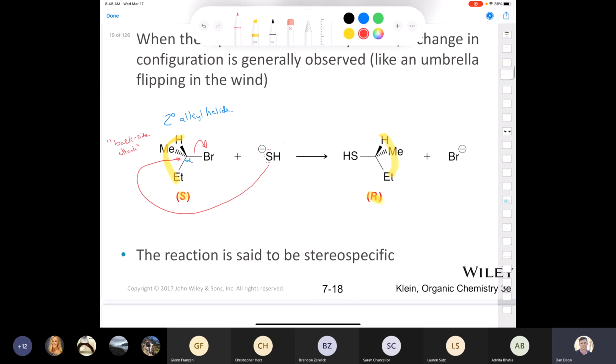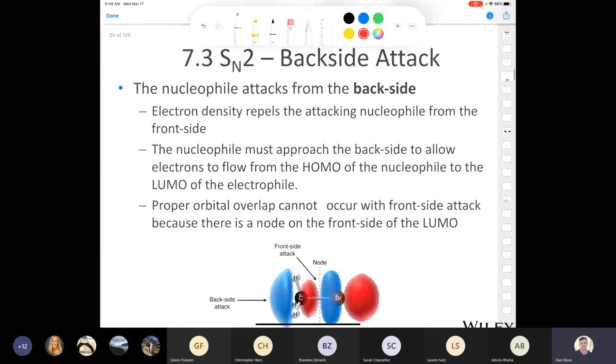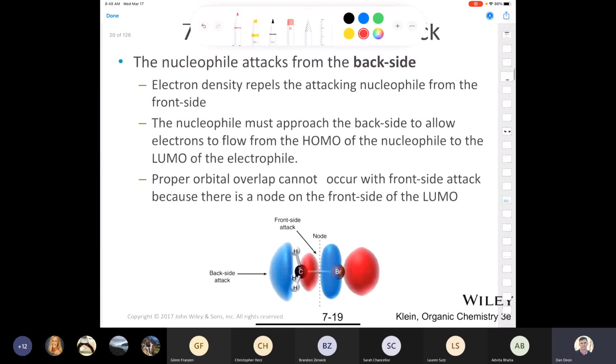But anyhow, the backside attack is what it's actually called. And the reason that it attacks from the back is twofold, okay? Two reasons. Reason number one and reason number two. Reason number one, I expect you to know what that is, okay?